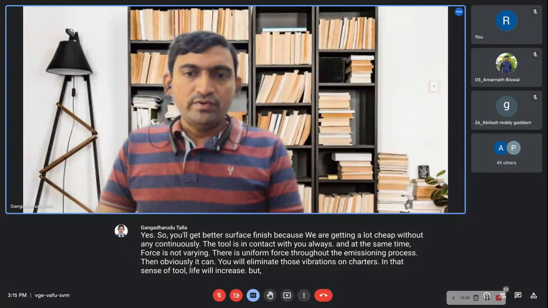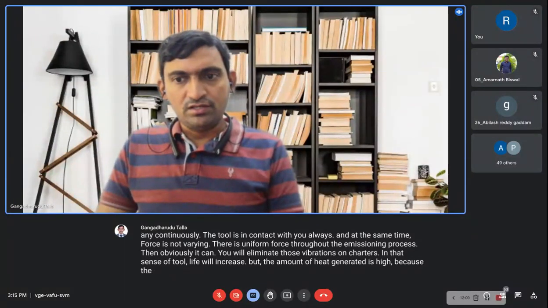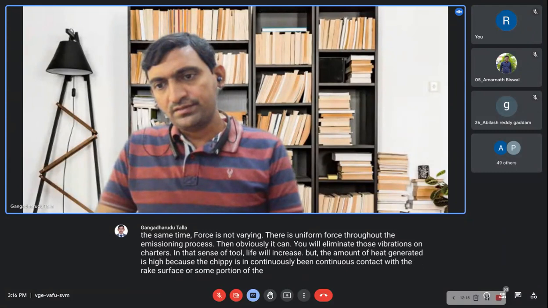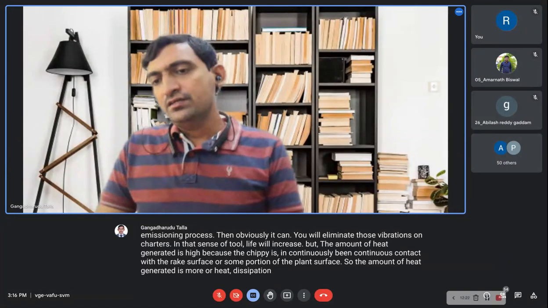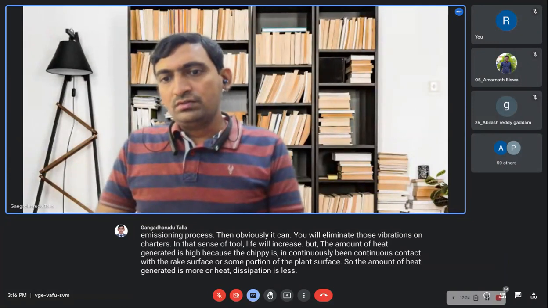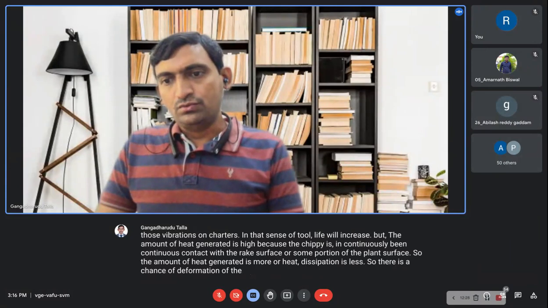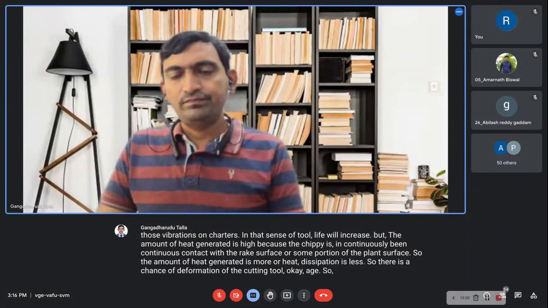But the amount of heat generated is high because the chip is in continuous contact with the rake surface or some portion of the flank surface. So the amount of heat generated is more, or heat dissipation is less. So there is a chance of deformation of the cutting tool edge. So that is the problem.